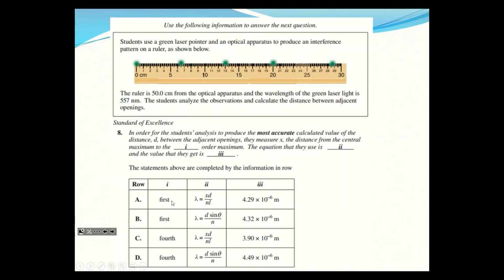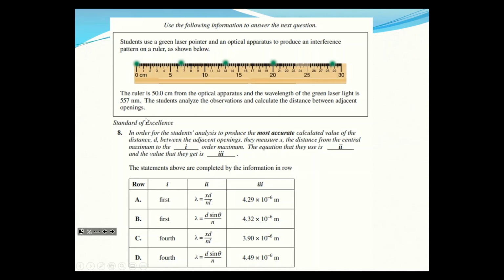Okay, this one's a tricky one. You can see it's a standard of excellence question here. I'd be curious of what you guys would put as this answer. Students use a green laser pointer and an optical apparatus to produce an interference, just like the lab that we did yesterday. The ruler is 50 centimeters from the optical apparatus, and the wavelength of the green laser is that. Students analyze the observations and calculate the distance between the openings.